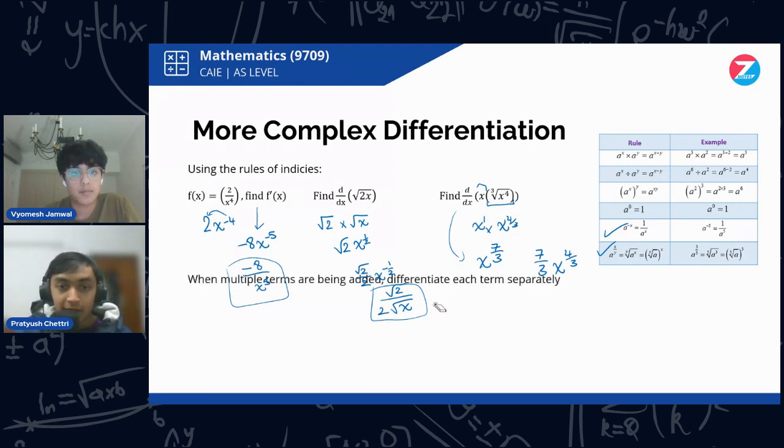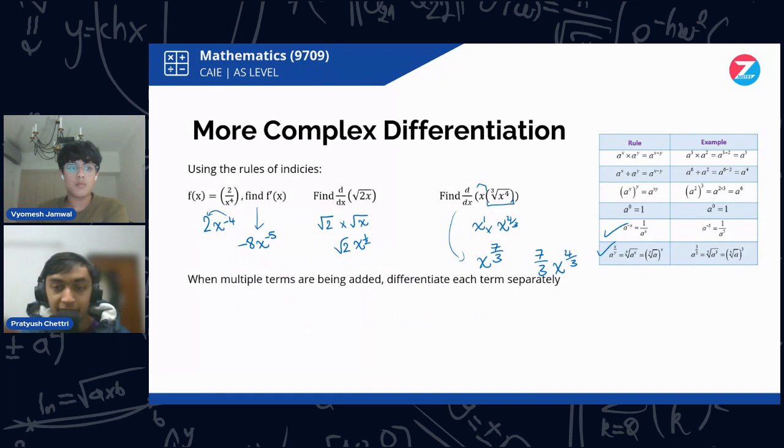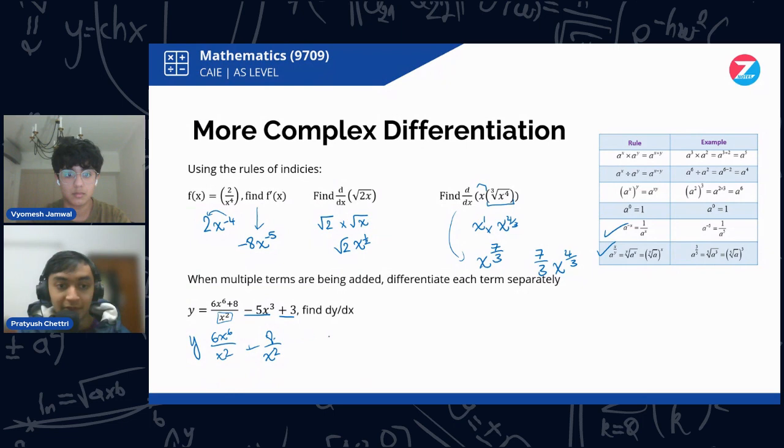Okay, next thing. When we have multiple terms in our expression and we're differentiating it, then you can differentiate each term separately. Multiple terms as in separate terms being added, not products or quotients. Here's an example. First, let's deal with this fraction. Since this is a denominator, I can write this separately, 6x over x squared plus 8 over x squared, which simplifies down to y equals 6 x to the power 4 plus 8 x to the power minus 2 minus 5 x to the power 3 plus 3.